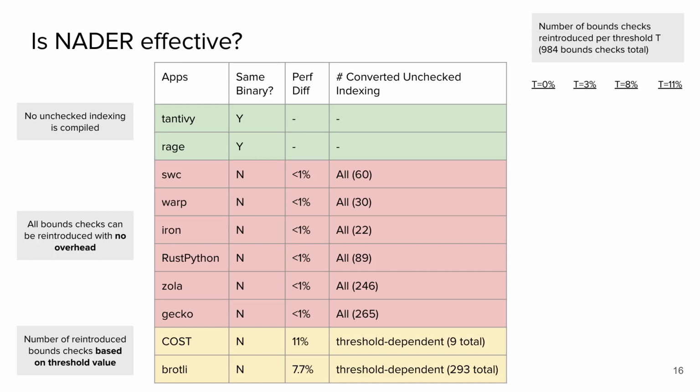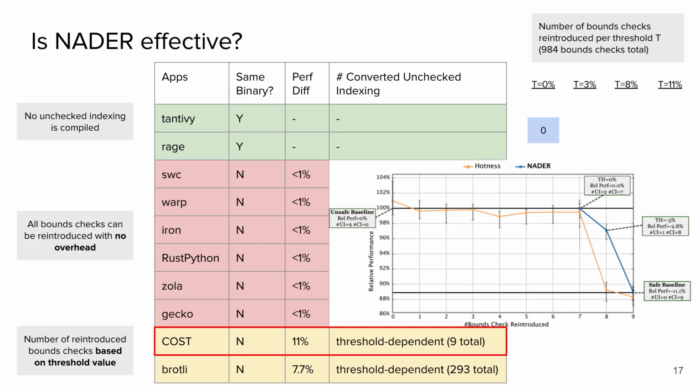We go on to evaluate NADER on 10 popular Rust applications. For 2 of the applications, the original and fully converted binaries are identical, which is likely the result of the compiler eliding code that uses those added bounds checks. This means that adding bounds checks would not meaningfully improve application safety, so NADER returns them unchanged. For 6 applications, NADER finds that fully converted binaries do not perform significantly worse than the original binaries, so NADER returns them fully converted with a total of 712 reintroduced bounds checks. For the final 2 applications, NADER finds that fully converted binaries do add overhead, and we show that it finds minimal sets of unchecked indexing for various threshold values.